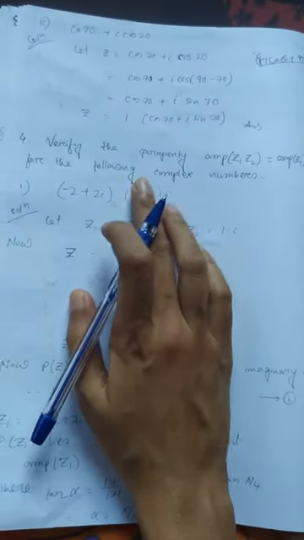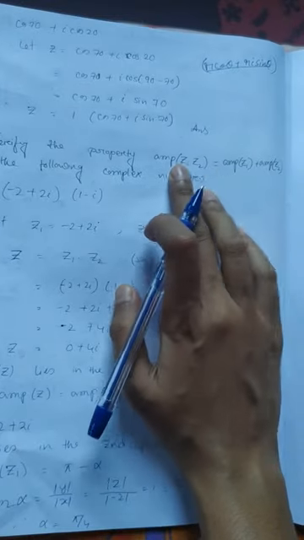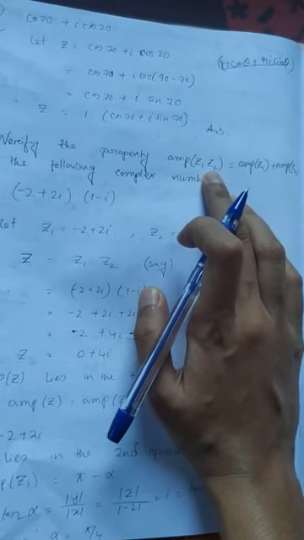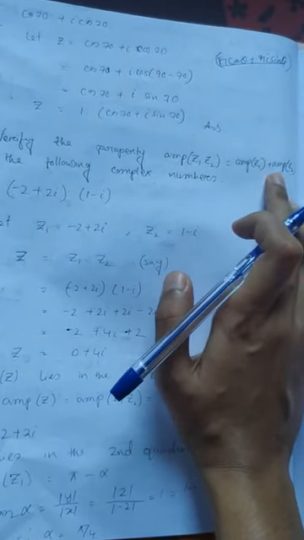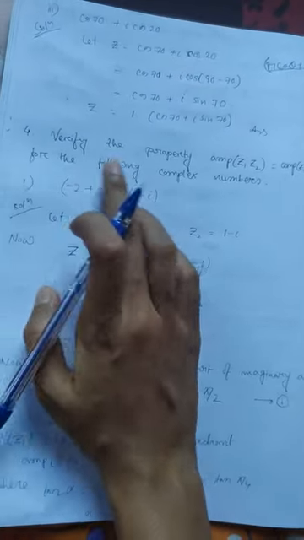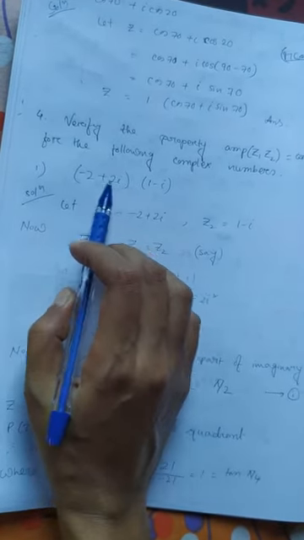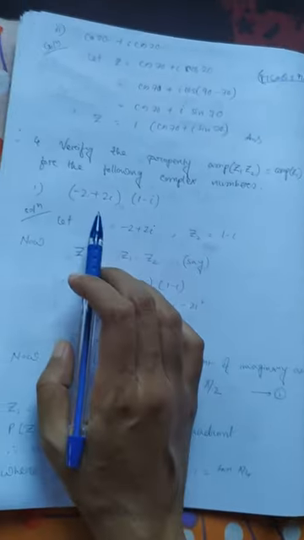Okay, verify the property. This is the property of complex numbers: amplitude of z1 z2 equals amplitude of z1 plus amplitude of z2. This is the property of a complex number. So you have to verify it for the following complex numbers, so one complex number is given and you have to verify this property.